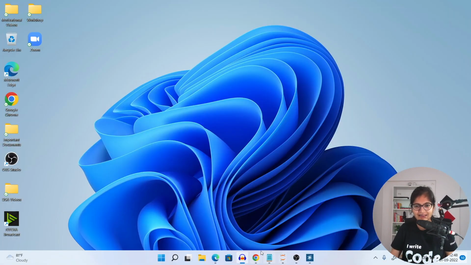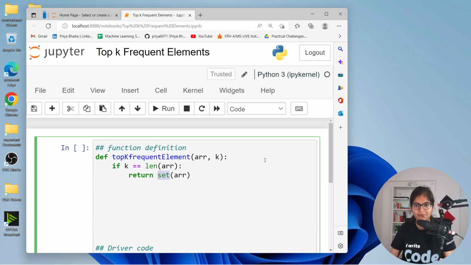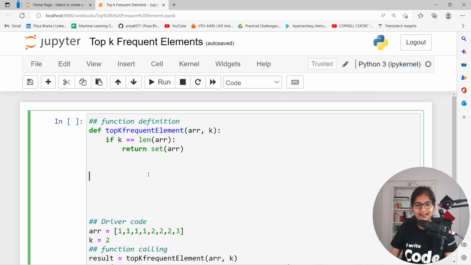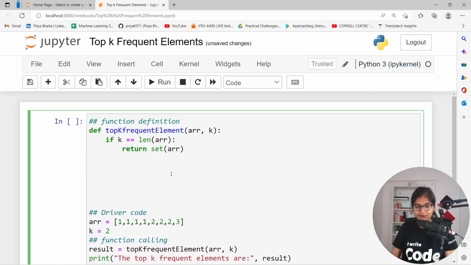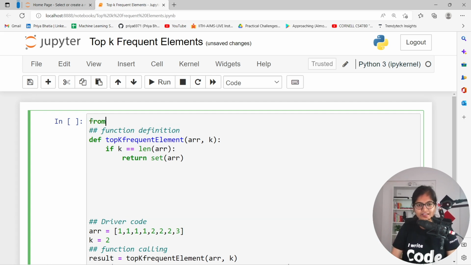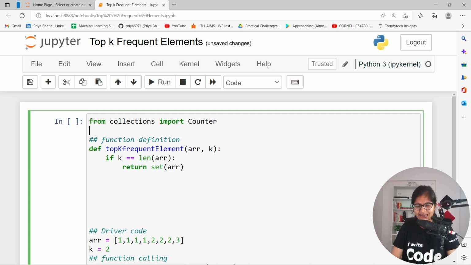I am telling you each and every intuition, whatever my mind is thinking as of now, side by side. And that is what you should know whenever you're writing your code as well. Now, if this is not the scenario, then I want to use that counter. So what I can do is, from collections, first of all, import Counter so that I can use that, as well as import heapq.